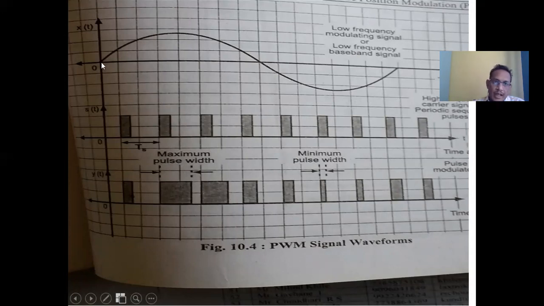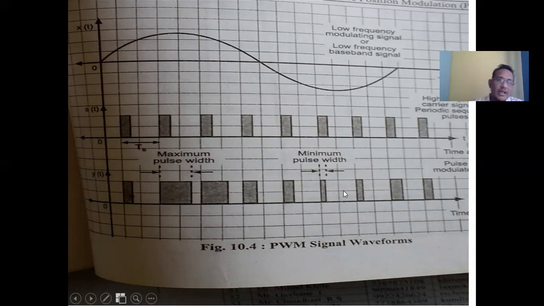So look here, as the amplitude of this modulating signal goes on increasing, the width of the particular high frequency carrier signal also goes on increasing. Suppose I will call this point A. This is called maximum amplitude. For this maximum amplitude, if you observe here, you are getting the maximum width. That means whenever this modulating signal reaches the maximum amplitude, the pulse width modulation produces a maximum width. Whenever this modulating signal reaches the minimum amplitude, suppose I will call this point B, where I will call minimum amplitude, at that case, it produces a minimum width.